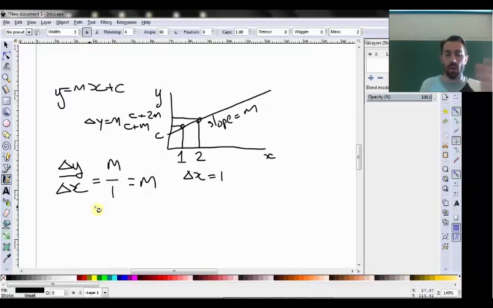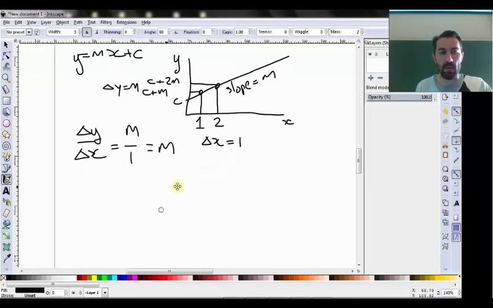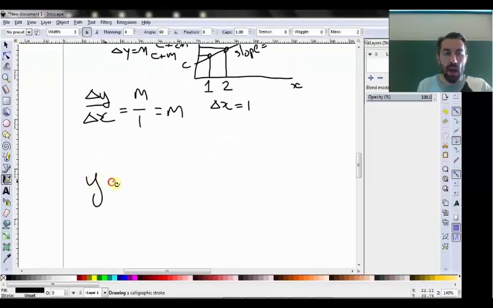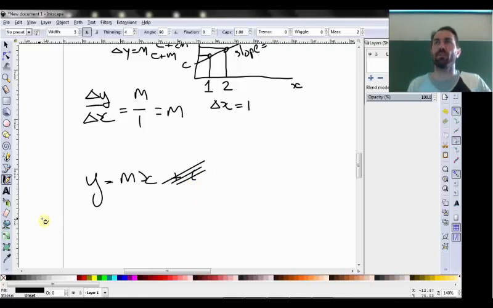Cool. Now, if I wrote this equation, instead of saying y equals mx plus c, if I had y equals mx, so no c, y equals mx, if I change x by the value of 1, by what value do I change y? What's the change in y, if my change in x was 1 in this new equation? It's m.